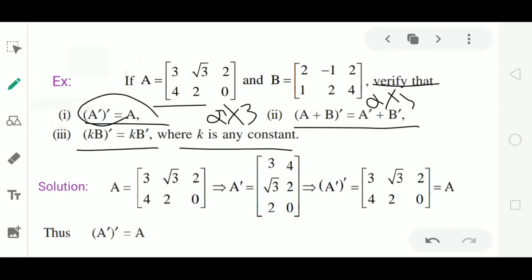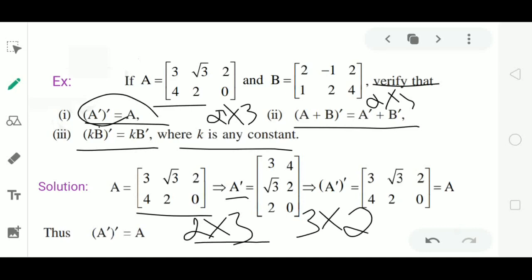For the first one, we have to find A dash whole dash. For that, first I will find A dash. We have matrix A of order 2 by 3. Then the transpose of the matrix A is again a matrix A dash, and the order of this A dash will be the reverse of order of A. A has the order 2 by 3, which means its transpose will have the order 3 by 2, that is 3 rows and 2 columns.